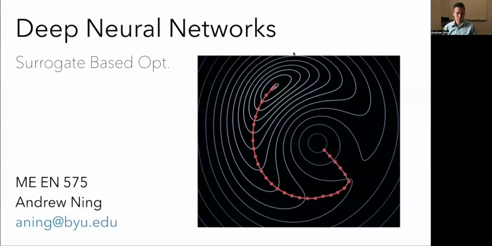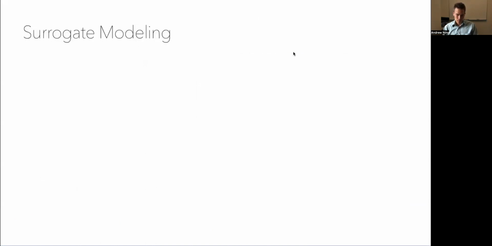Today we're going to talk about deep neural networks. I briefly introduced this in the surrogate modeling section, but we didn't have time to go through it, so I'm going to go through it today. We're going to look at it in the context of surrogate modeling.